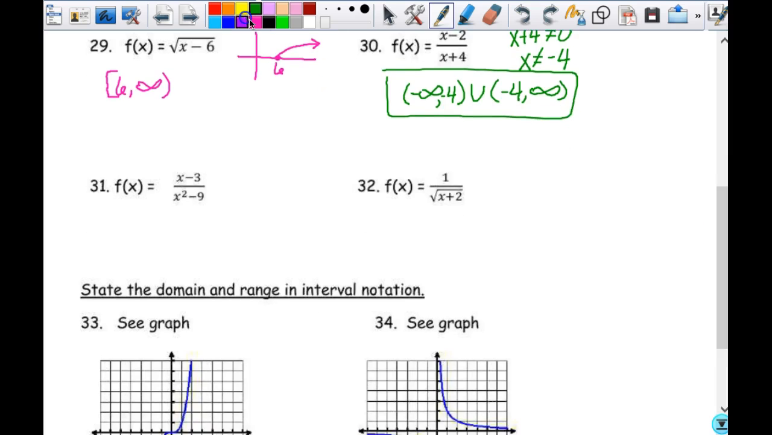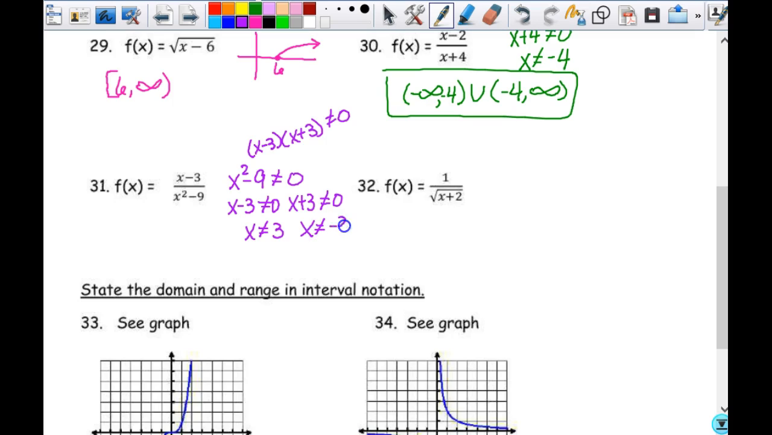All right, 31. In order to simplify this, I'm going to have to factor the denominator, and that is a difference of 2 squares. So this is equal to, I'm sorry, I'm totally not trying to solve this. I'm trying to find the domain. So here's what I know about the domain, is that x squared minus 9 cannot equal 0. Still got to factor it, but my brain was somewhere else. So I know that x minus 3, because this factors into x minus 3 times x plus 3, cannot equal 0. So x minus 3 cannot equal 0, and x plus 3 cannot equal 0, which means x cannot equal 3, and x cannot equal negative 3.